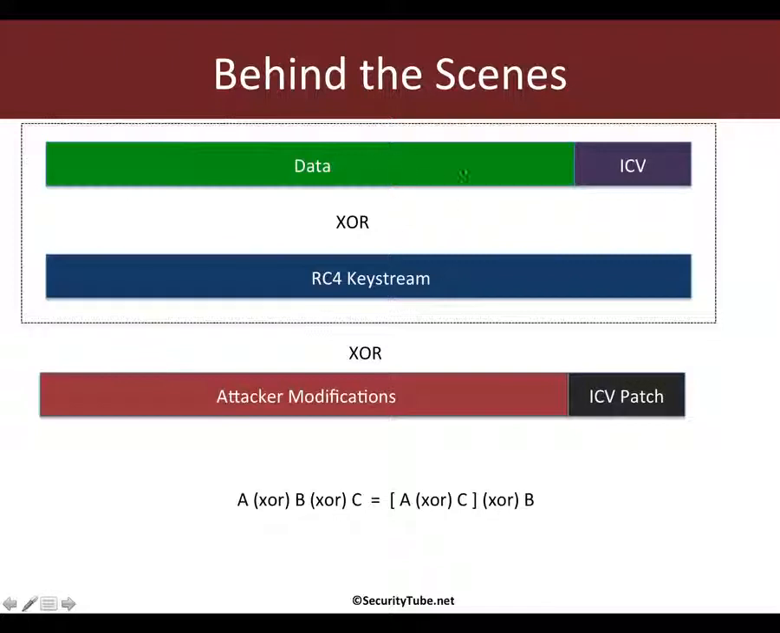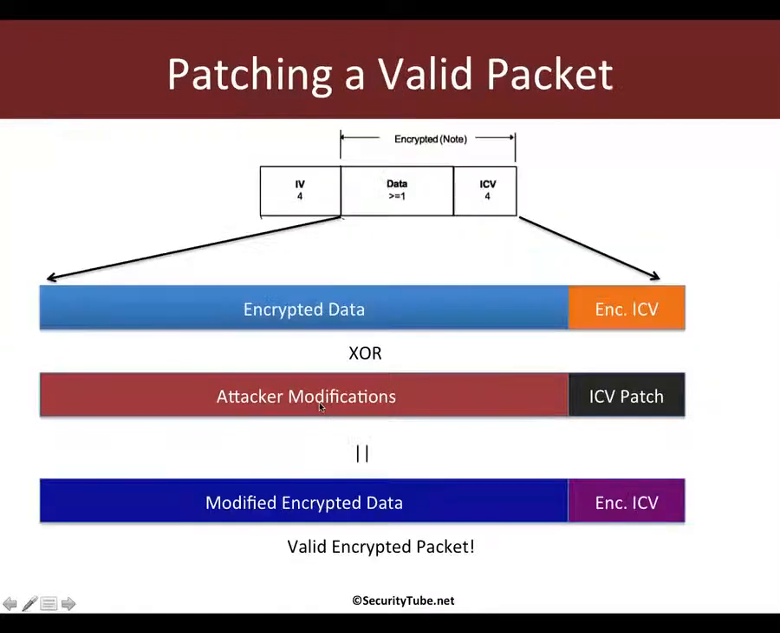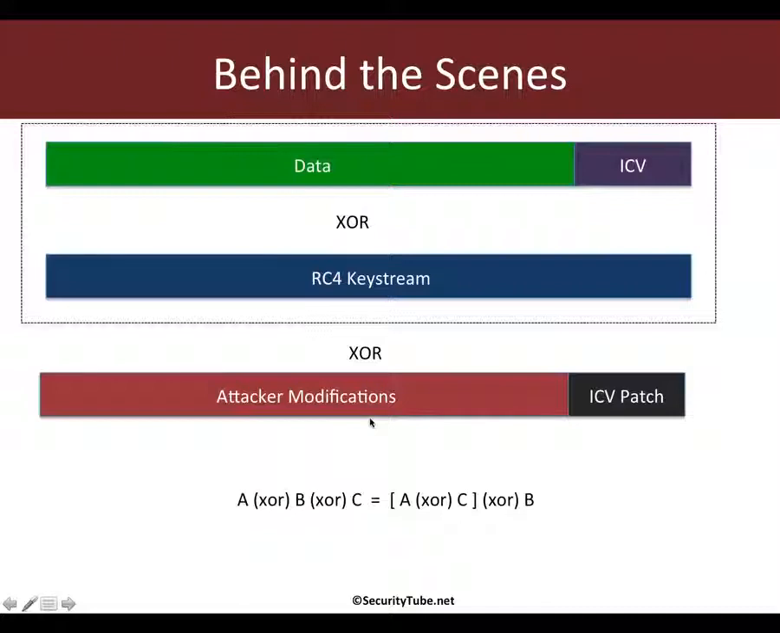Let's say the original plain text packet is A, the keystream is B, and the attacker modification is C. So currently the way we are looking at it is A XOR B, where we XOR the plain text data with the keystream to get the encrypted packet. And then if you remember the previous slide, we are XORing that encrypted data with the attacker modification, which is C in our case. But interestingly, A XOR B XOR C is also equal to A XOR C XOR B. What this actually means is we can rearrange all of these and the output will still remain the same.